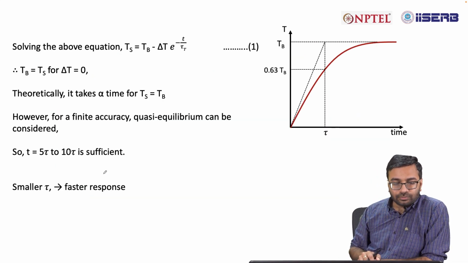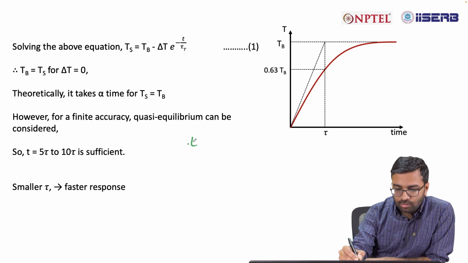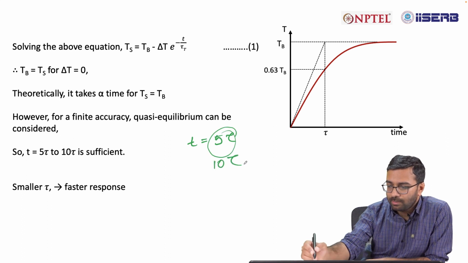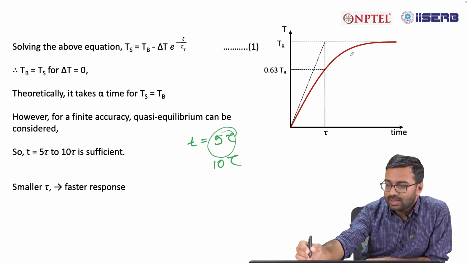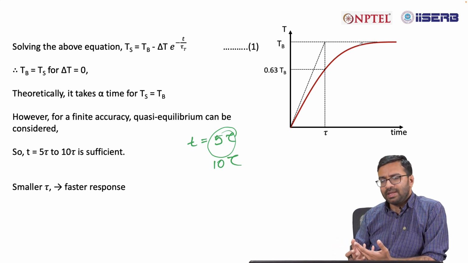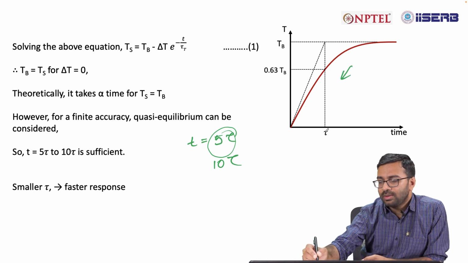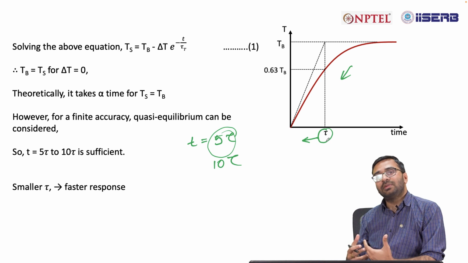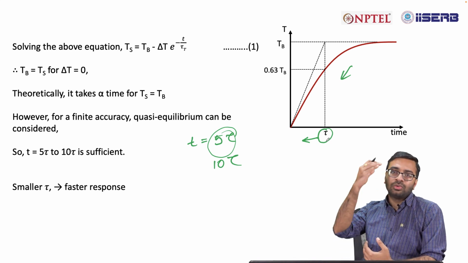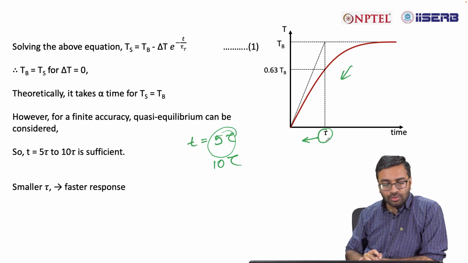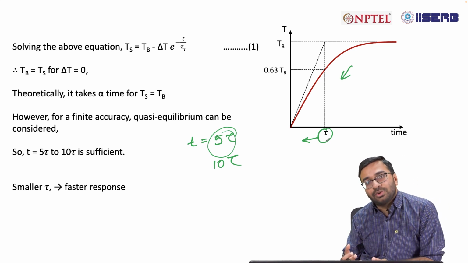Now, if you consider your t is equal to say 5 tau, 5 time constants or 10 time constants, probably your sensor temperature will be very close to your object temperature, which is good enough. One thing very clear from this plot is that if your tau is very small, then your sensor response will be very high. So it will reach close to Tb in less amount of time. So smaller the tau, faster will be the response, right?